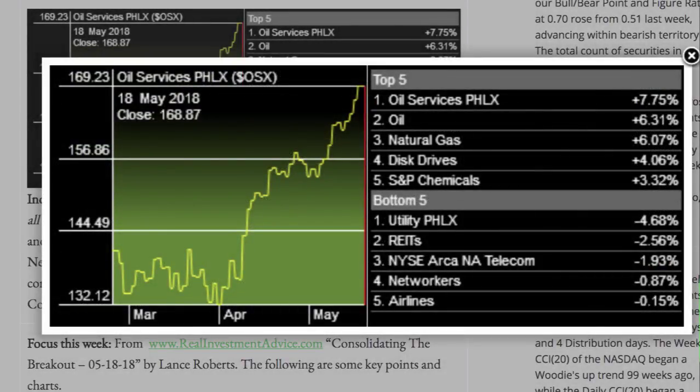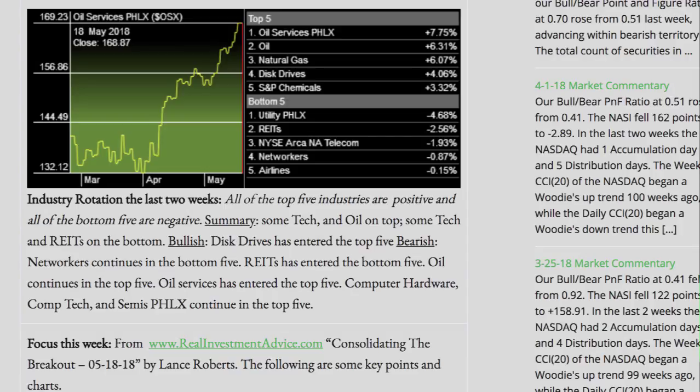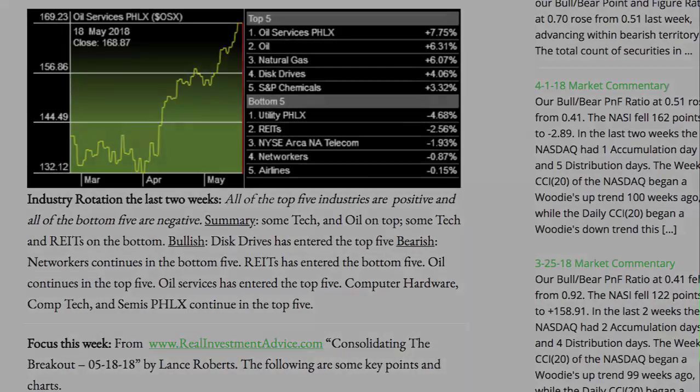Industry rotation the last 2 weeks. All of the top 5 industries are positive, and all of the bottom 5 are negative. Summary: some tech and oil on top, some tech and REITs on the bottom. Bullish, disk drives has entered the top 5. Bearish, networkers continues in the bottom 5. REITs has entered the bottom 5. Oil continues in the top 5. Oil services has entered the top 5. Computer hardware, comp tech, and semis continue in the top 5.